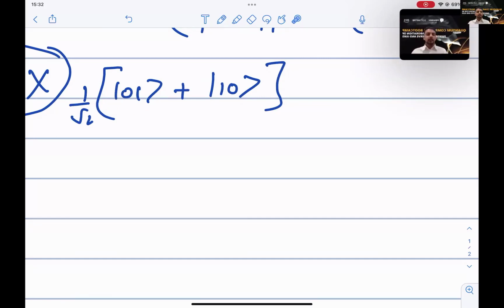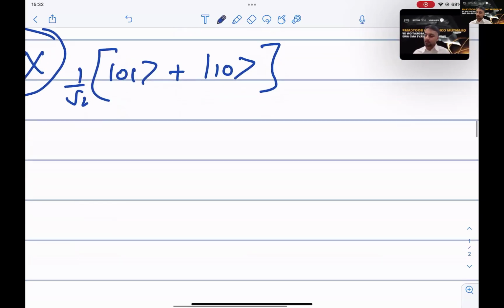And the Bell state is used for instructional purposes purely because it conveys two ideas in just one state. It conveys the idea of superposition between two states, and it conveys the idea of entanglement. Okay.